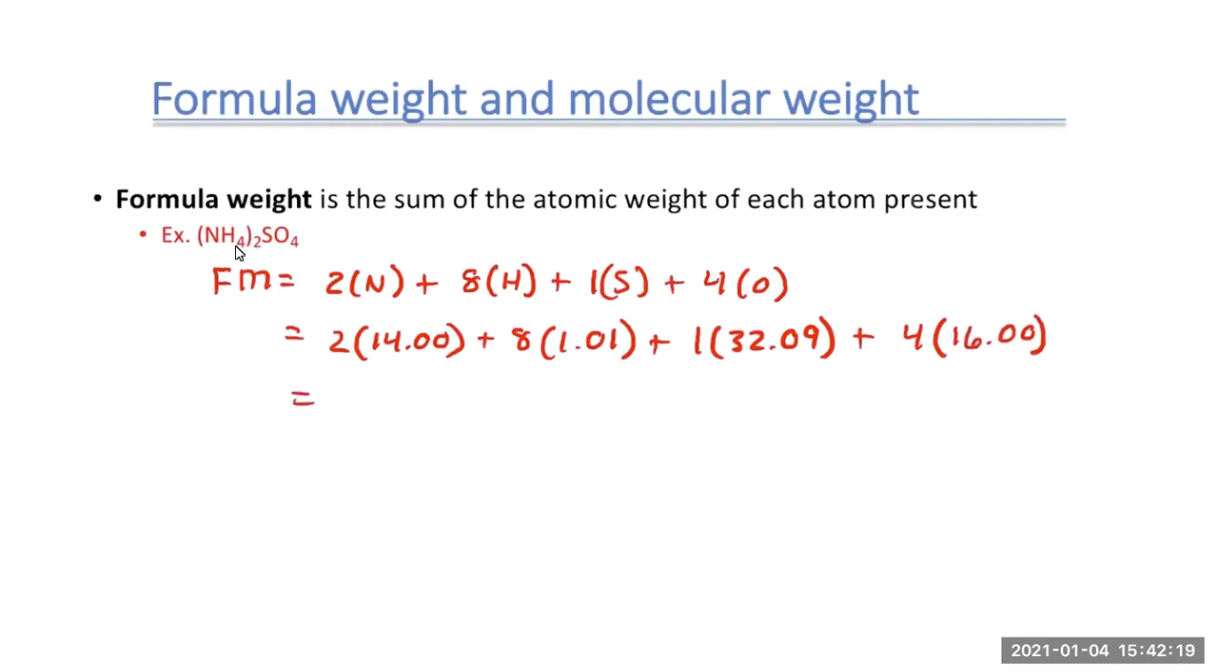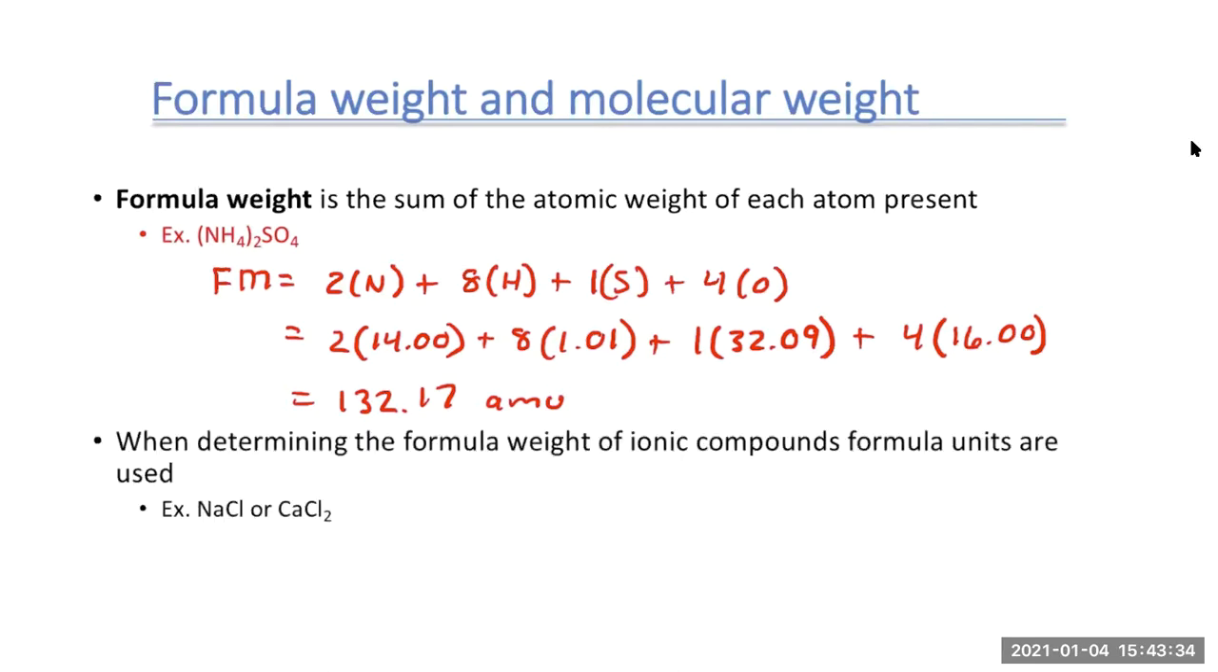So that would equal 132.17 atomic mass units. So remember, with parentheses, we have to multiply the 2 subscripts together.